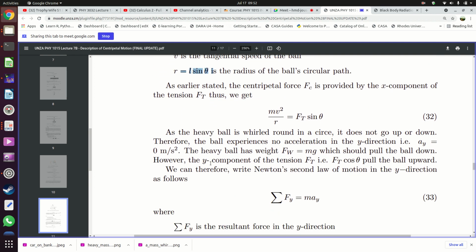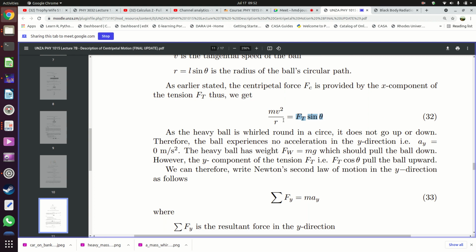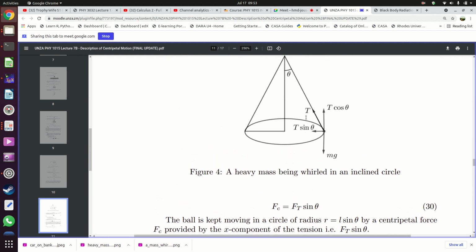Then we equate them. So we have mv squared divided by R is equal to Ft sine theta. Right now, we don't know what the mass is. We are looking for the velocity. We don't know it. We also don't know the tension. So there's another thing we can do. We can look at this bit here, the T cos theta and mg.